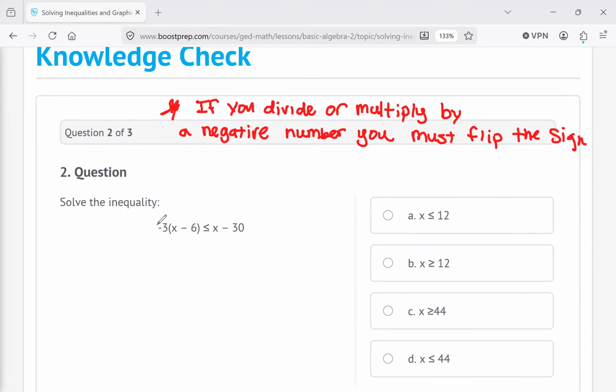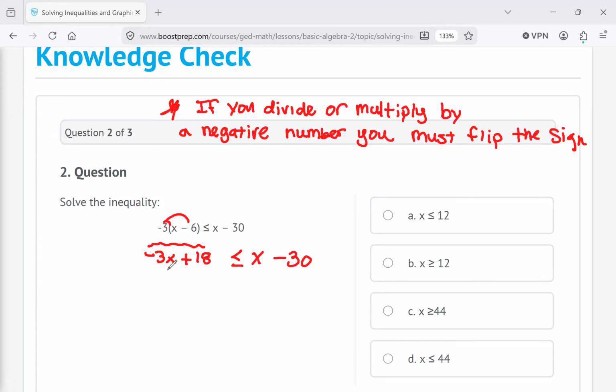Okay, let's move on to question 2. So what I'm going to do is simplify. Let's distribute out this negative 3. So this will be negative 3x plus 18, and then it's going to be less than or equal to x minus 30. Then it's like solving equations. First, before I move things around, check if you can collect like terms. So look at the left side of the inequality. Can you combine negative 3x and 18?